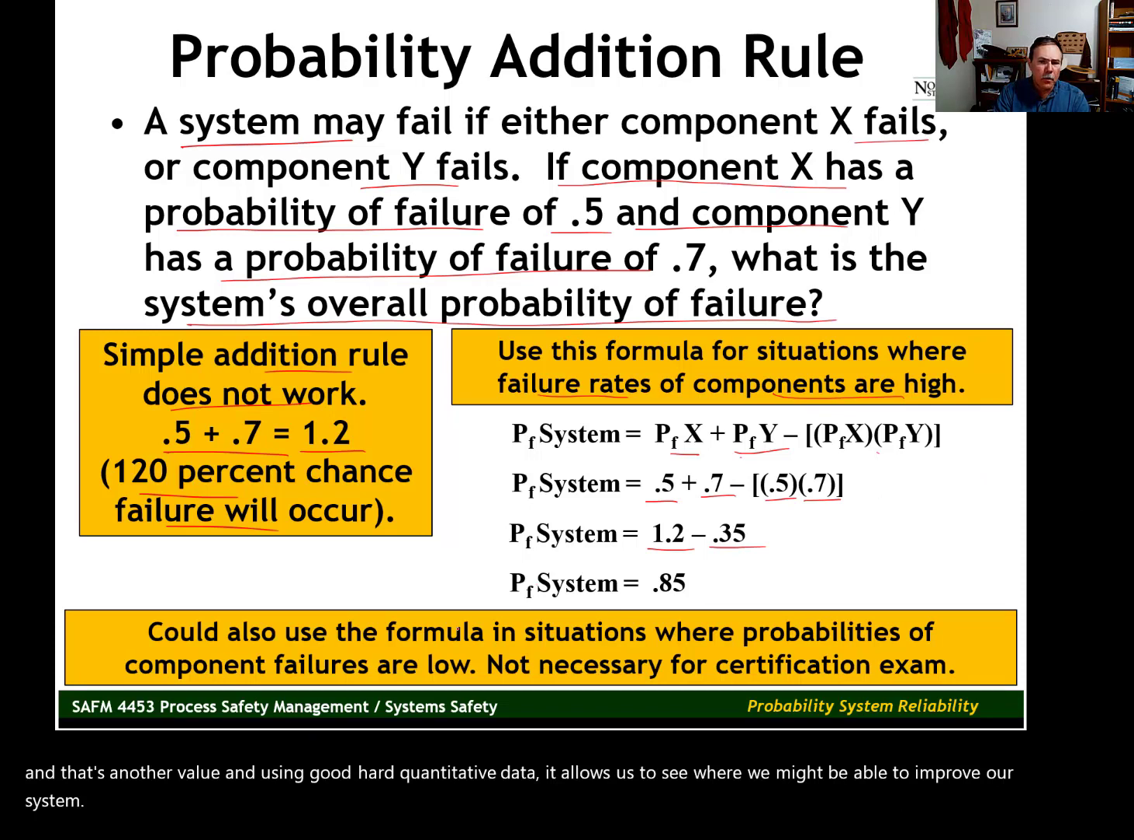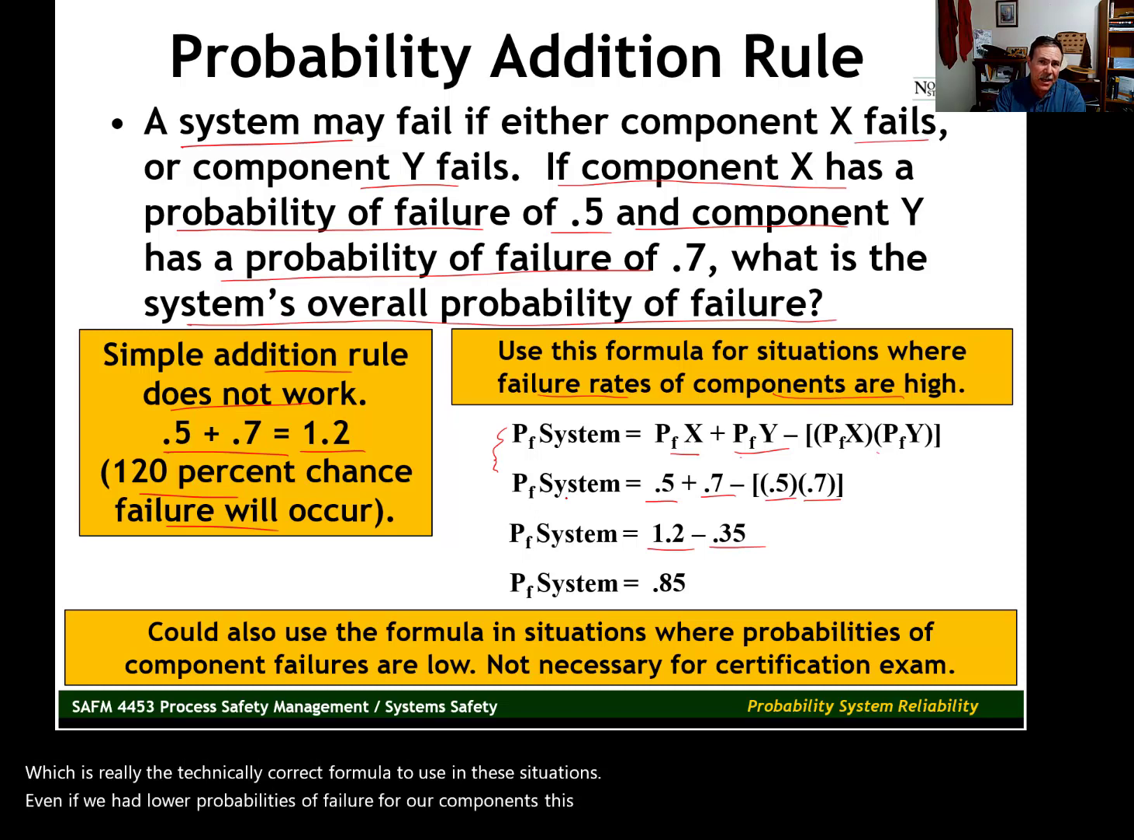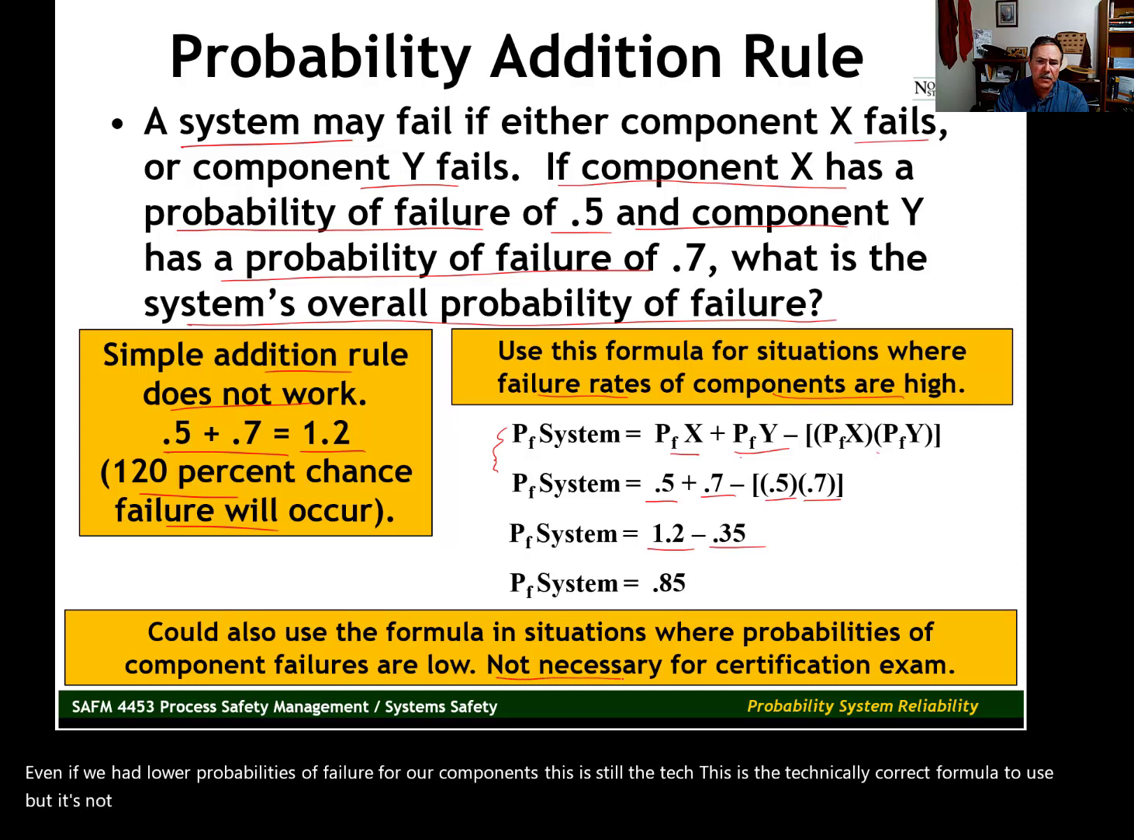Now, this formula that we're talking about here is really the technically correct formula to use in these situations. Even if we had lower probabilities of failure for our components, this is still the technically correct formula to use, but it's not necessary on the certification exams.